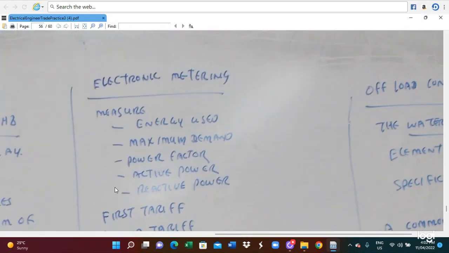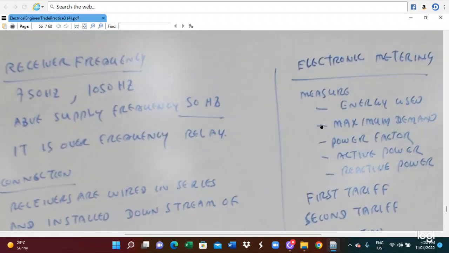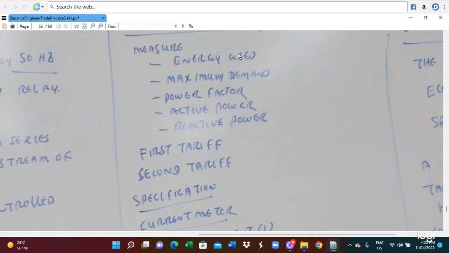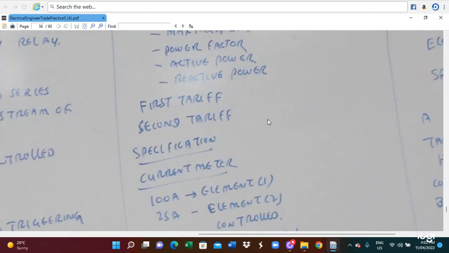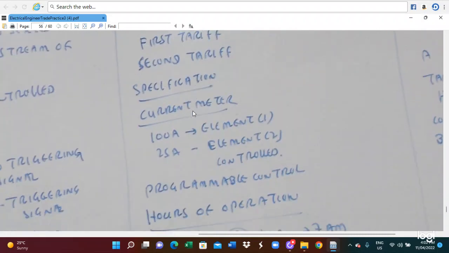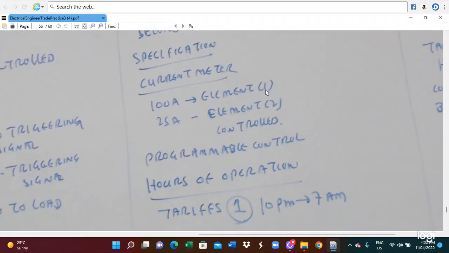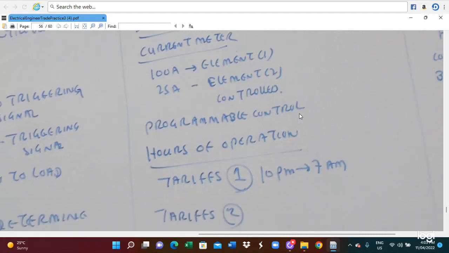So the electronic metering, we utilize electronic metering. It measures the energy use. It measures the maximum demand, power factor, active power, and reactive power. The first tariff, second tariff, and specification are included. And the current meter device is 100 ampere for element 1, 25 ampere for element 2. So this is for the hot water, showing how the current will be flowing.